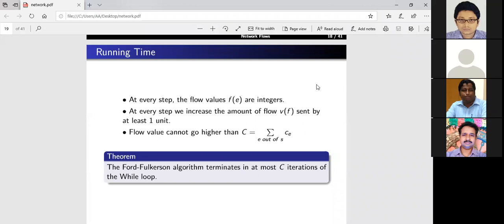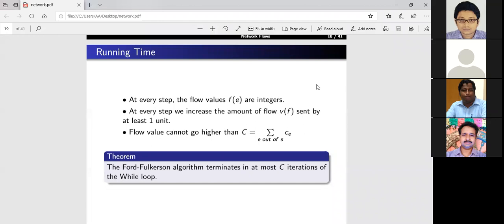We are talking about these cases because, unfortunately, if the capacity values are irrational, then it can be shown that the problem may not, first of all, converge. Every time you might still get a new augmenting path, but there is no guarantee that in finitely many steps you will stop. So the algorithm is not correct.